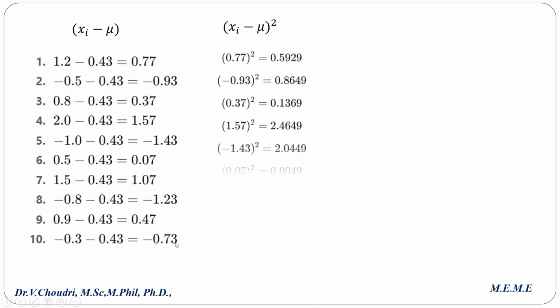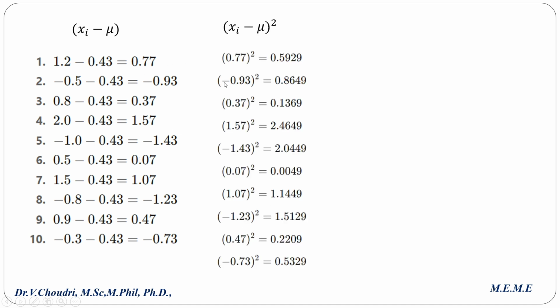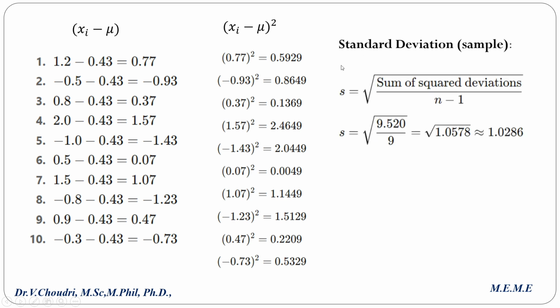Now I am going to take the squares: 0.77 squared, minus 0.93 squared, 0.37 squared, and we are getting these values. To find the variance and standard deviation, I take the squares of these values and sum all the squared deviations, divided by n minus 1. You may ask why we do not divide by n. Because when we divide by n, it is the average. As per Bessel's correction, the degrees of freedom is 1, so we take n minus 1. If you substitute n as it is, it gives an error.